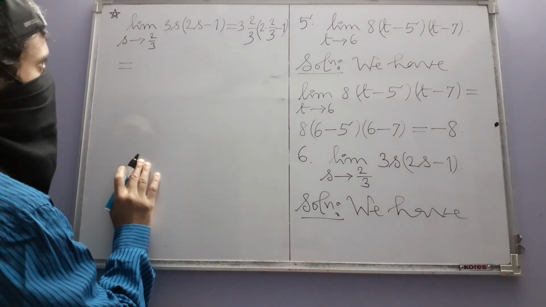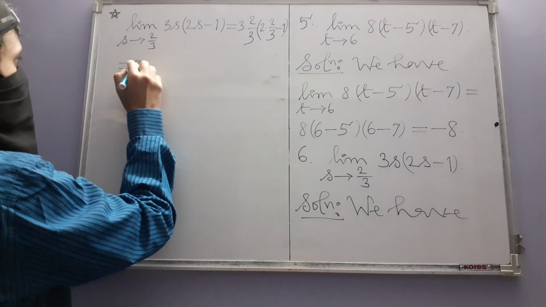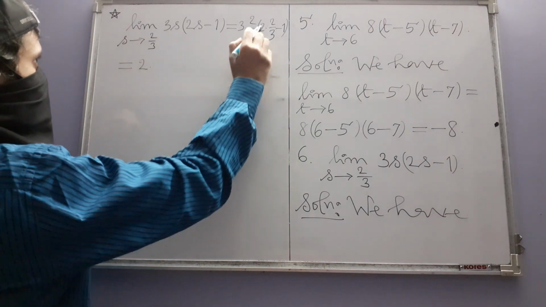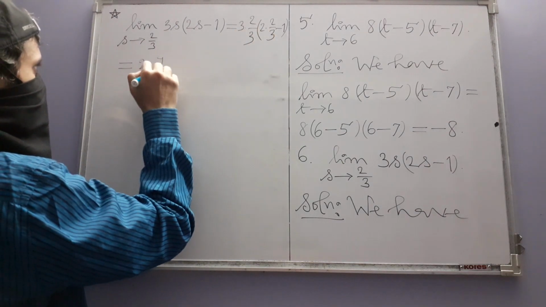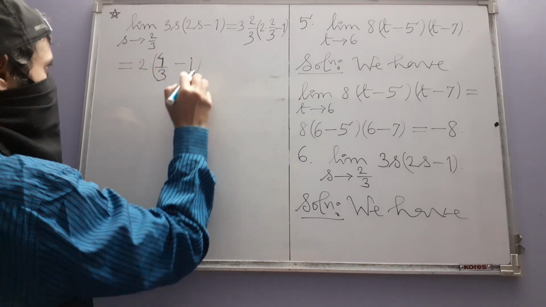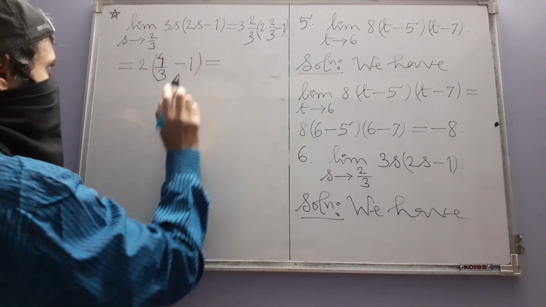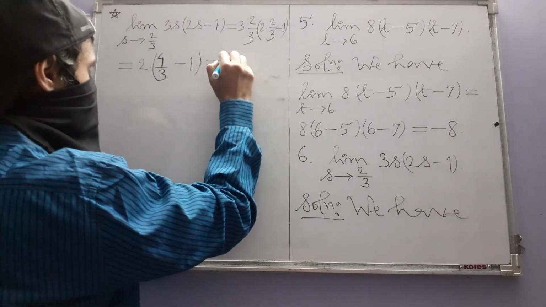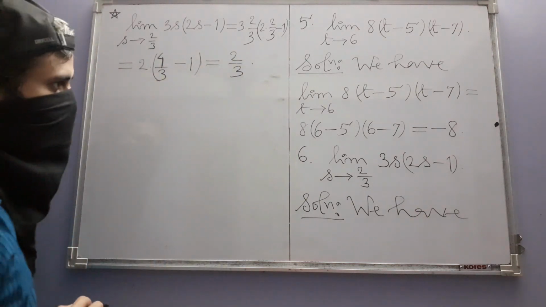So what are we getting finally? 2 times 4 over 3 minus 1. So 4 over 3 minus 1 means 1 over 3. So that means the answer is 2 over 3.